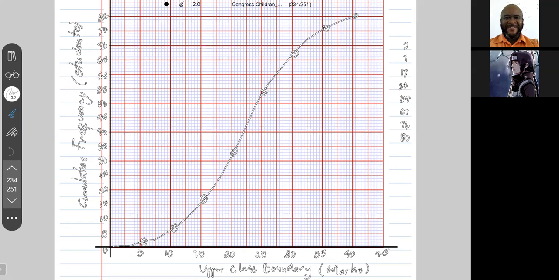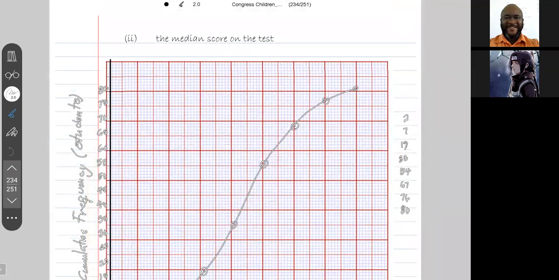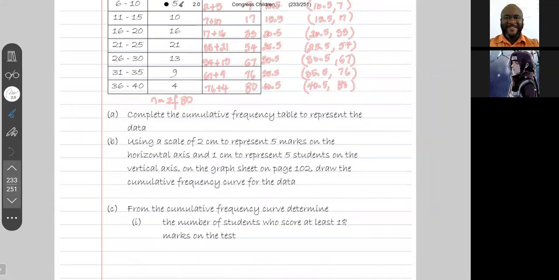So down here, let's find 18. This is 15. Oh. I'm going to change this to 18.5. I know exactly why I said it, because I'm doing it for a particular reason. So I want the number of students who score at least 18.5 on the test. So 18.5 marks on the test.